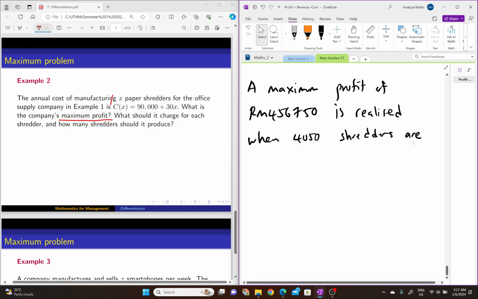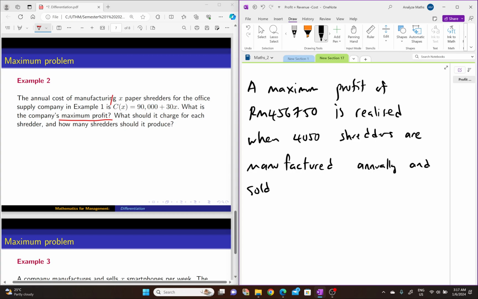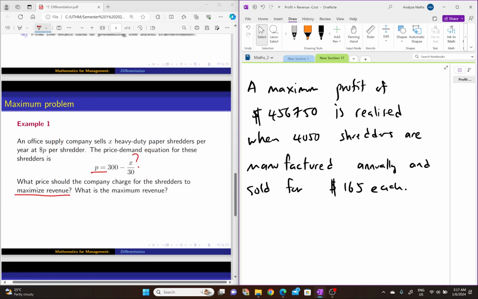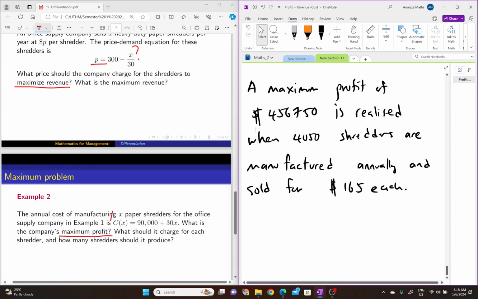you can write this in your own words. Make sure all the information is there. The maximum profit of the shredders is realized when 4,500 shredders are manufactured annually and sold for $165 each. Here let us put in dollars, because just now in the question it is dollars. That's the explanation. You can give your own explanation, no problem.